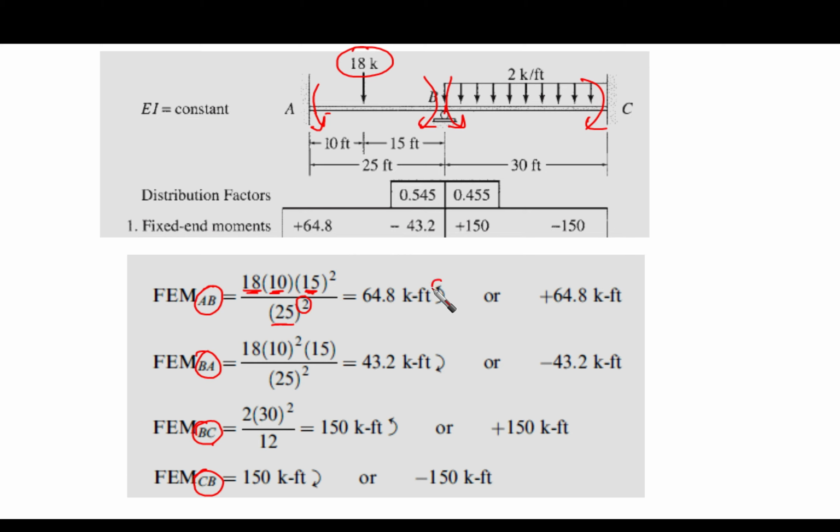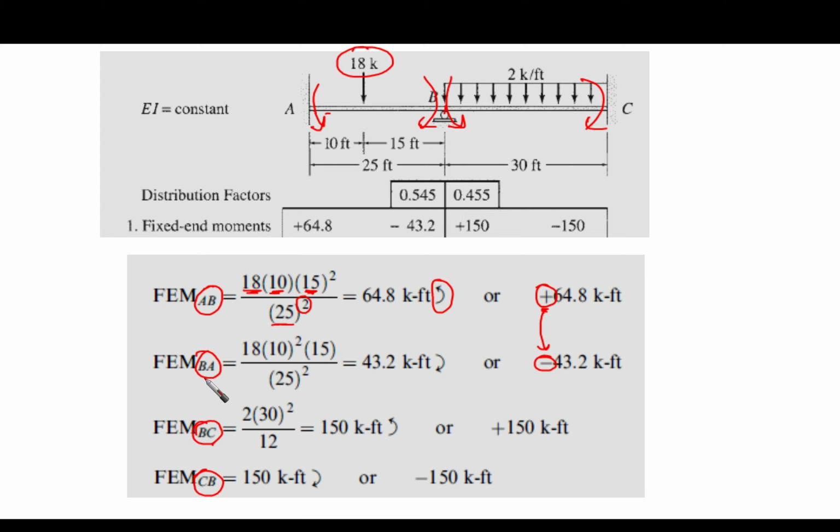So it is counterclockwise. Okay, as you can see here, counterclockwise, so it is positive. Without thinking, we are going to put BA the same magnitude, which is 64.8, but the sign is going to be negative. So we put the sign to be negative here because it is clockwise fixed end moments.